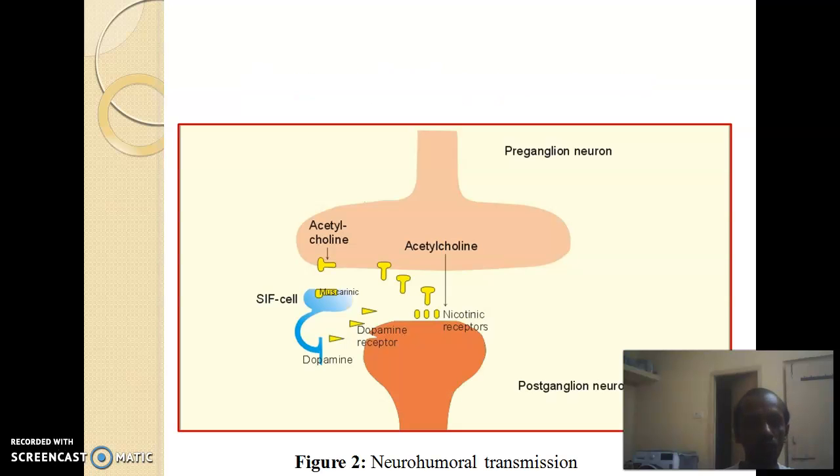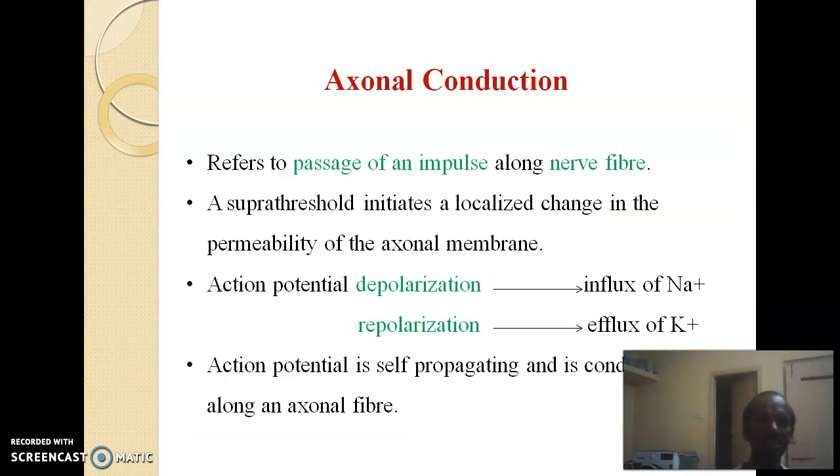This is the pictorial representation of the mechanism of neurohumoral transmission. So in this picture, the neurotransmitter present is acetylcholine and its targets are nicotinic receptors which are present on the post-junctional membrane. Now we discuss in detail about each of these 6 steps involved in neurohumoral transmission. First among them is the axonal conduction.